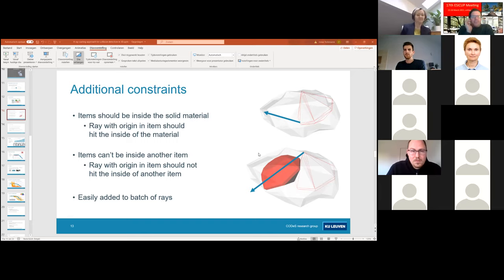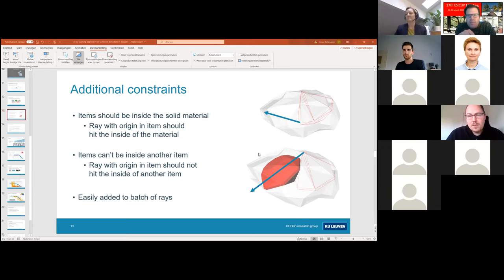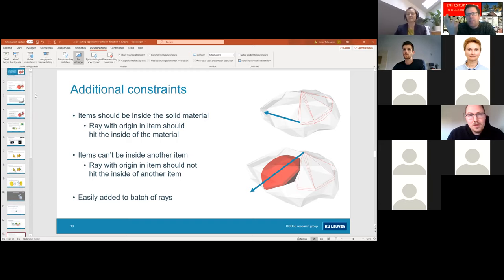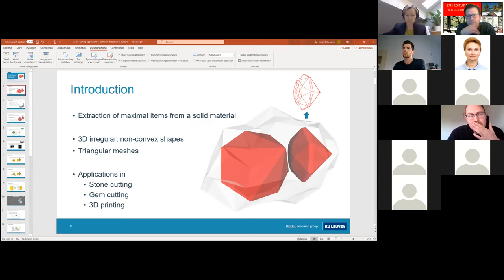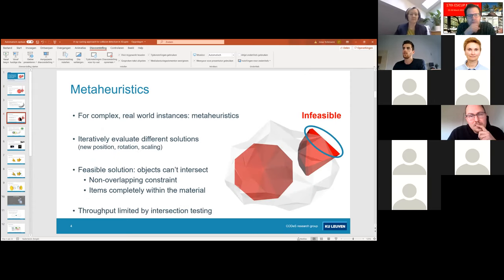Yeah. So thank you, Jonas, for the presentation. Very nice presentation. Perhaps you said that and I missed it, but what are you deciding when you are packing those objects? I can see that you are rotating and changing the dimensions, you scale the shape as well. So I guess those are the decisions that the algorithm is making. Yeah, the decisions we make are the positions, rotations, and scaling of all the items.